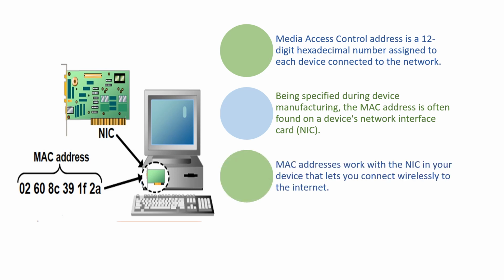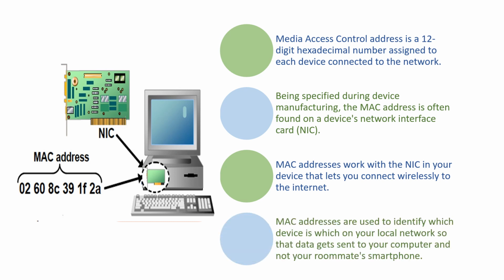So the network interface card of the device will have the MAC address, and these addresses work with the NIC in your device that lets you connect wirelessly to the internet. And these are used to identify which device is which on the local network, or else we can say it uniquely identifies the device in the local network.